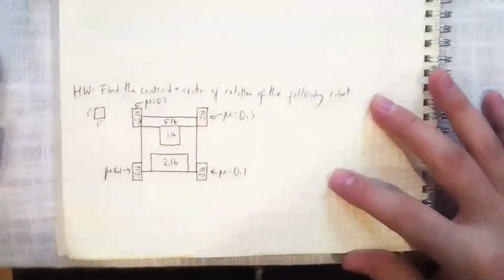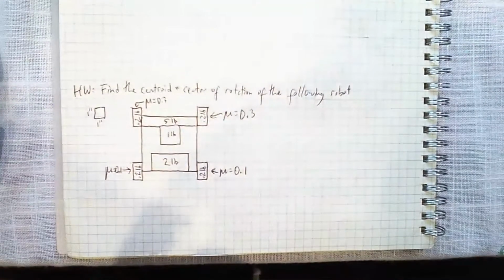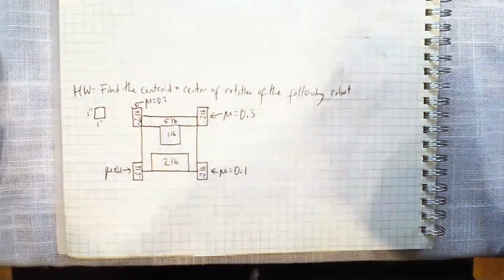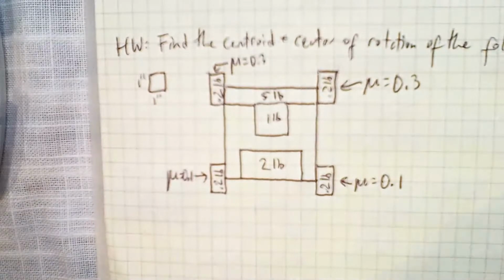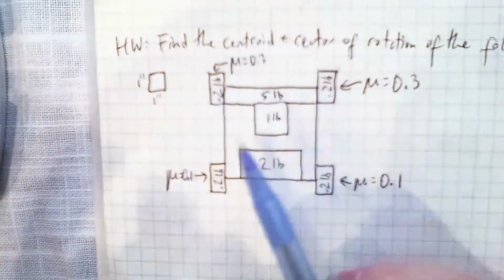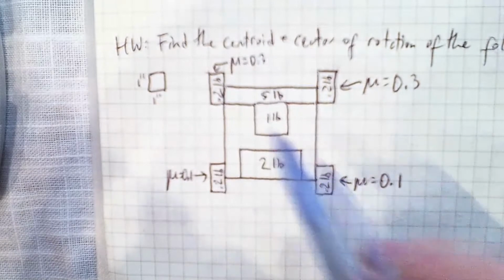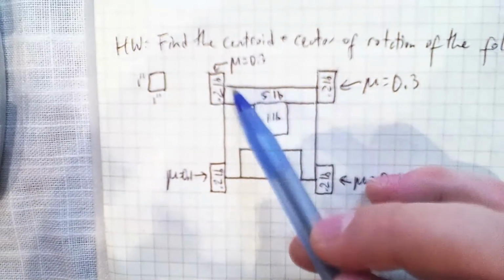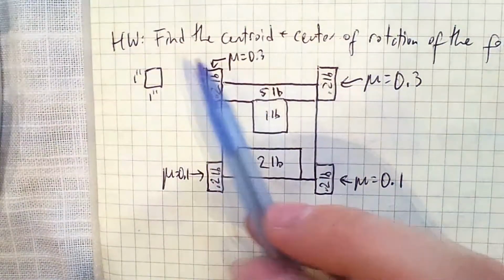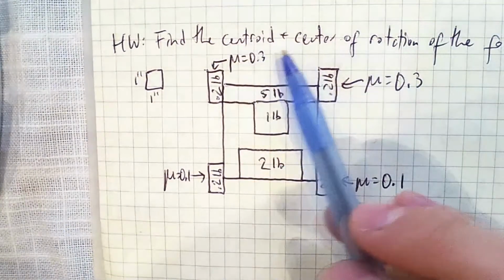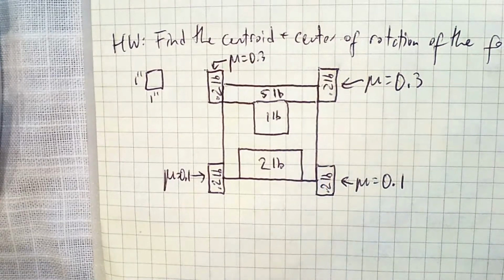Now for homework, I've created this additional diagram, and again, it's 1 inch per square on my paper. You have these 4 wheels that are 0.2 pounds each. We have a 5-pound mass up front, a 1-pound mass over here. Let me focus this a little bit for you guys. Define the centroid, or the center of gravity, and the center of rotation of this robot using what we learned today.